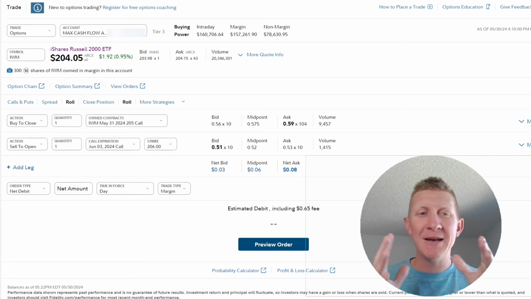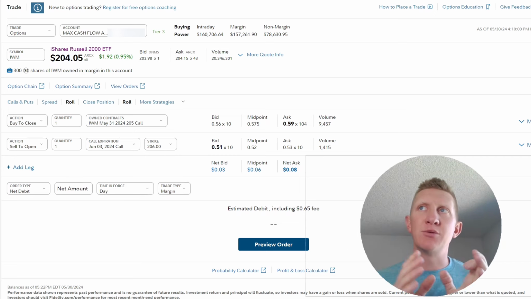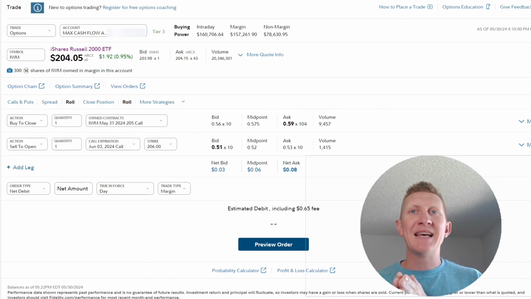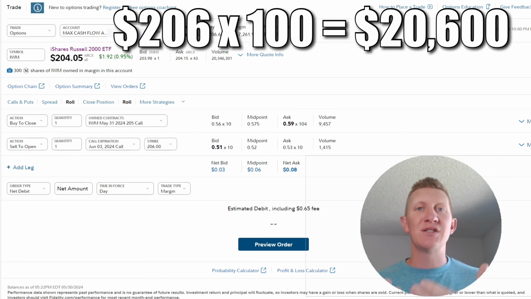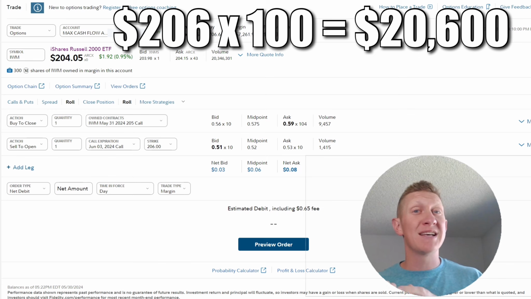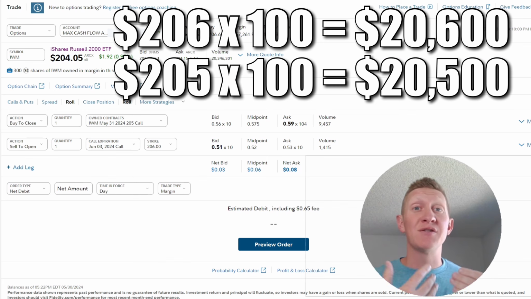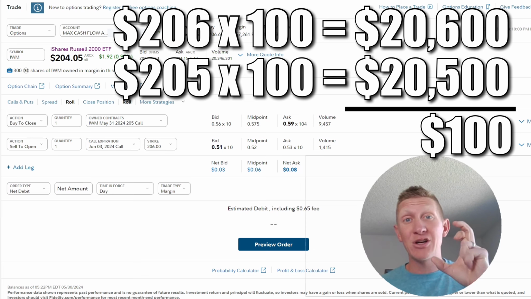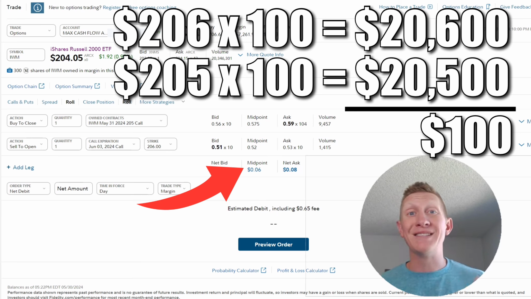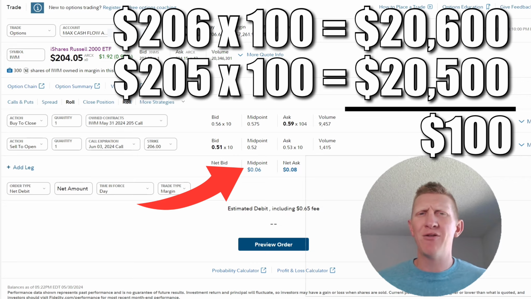What do I mean by that? I mean, when you move your strike price from 205 to 206, that means that if you were to get assigned at 206, you would receive $20,600. Versus if you got assigned at 205, you'd only get $20,500, right? So that's a difference of $100. And you got that $100 extra benefit for only $6. From that perspective, why would you ever not roll for a net debit in certain situations?